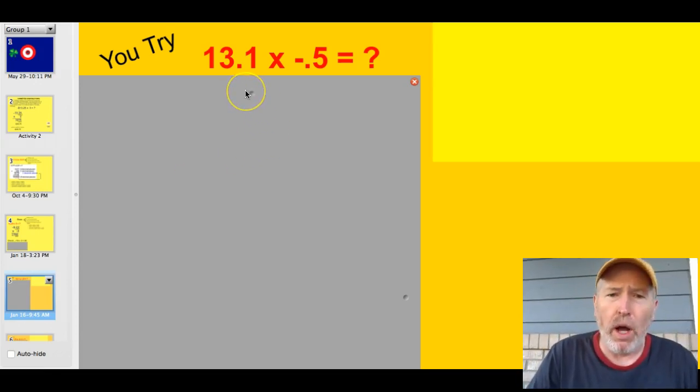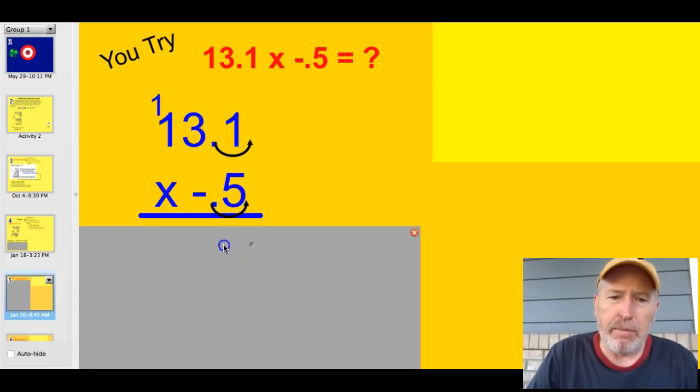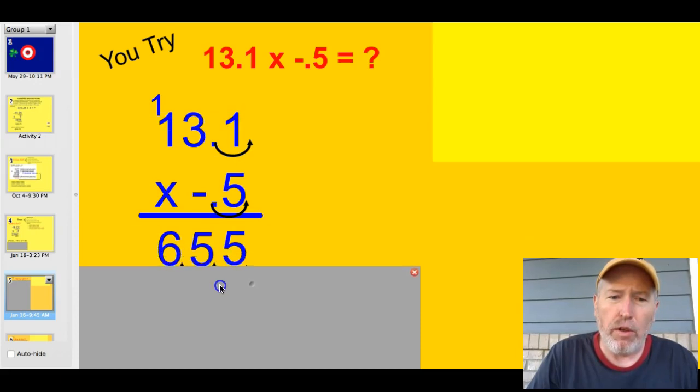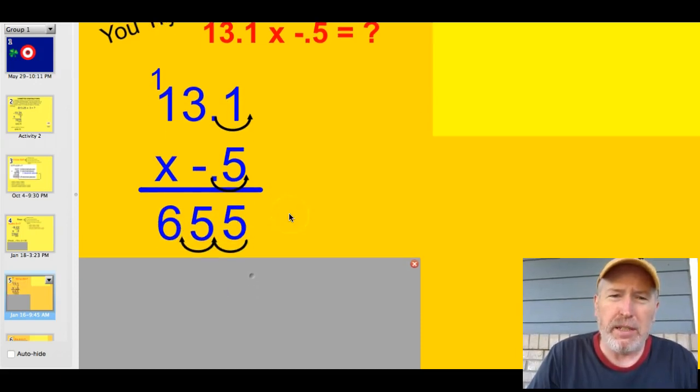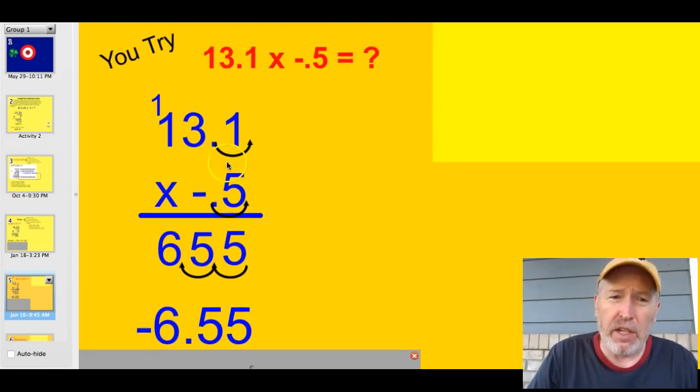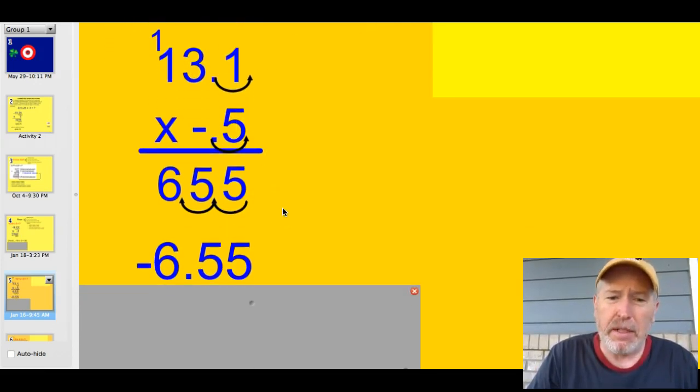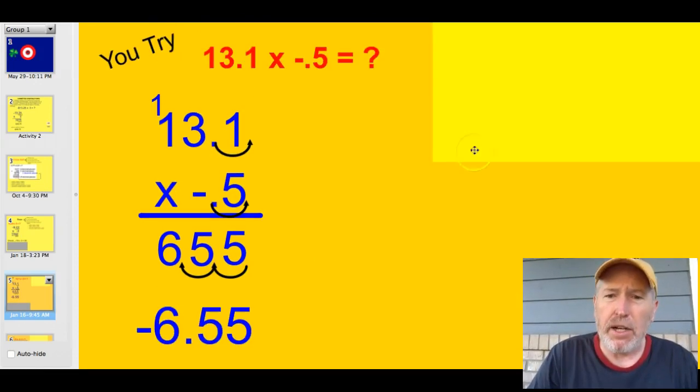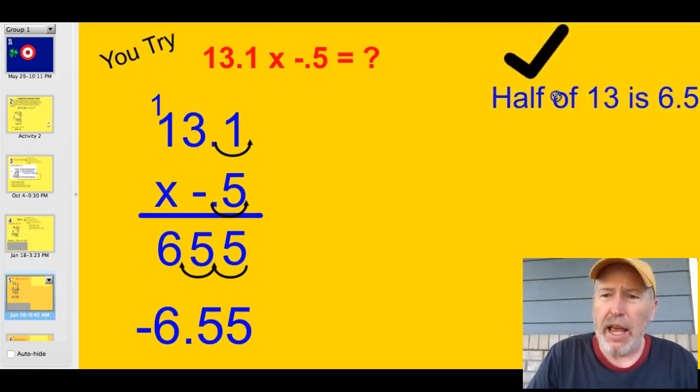We had 13.1 times a negative 0.5. Well, I set it up like this. I had a total of 2 decimal places, one on top and one on the bottom, total of 2. I had 6.55, and that's a negative 6.55 because it was a positive times a negative. And let me see my check. Well, I knew that half of 13 was 6.5, so my answer is about right. I'm taking about 13 times about half, so my answer looks correct.